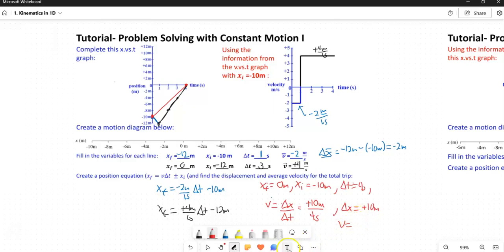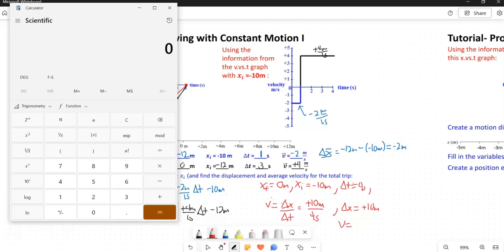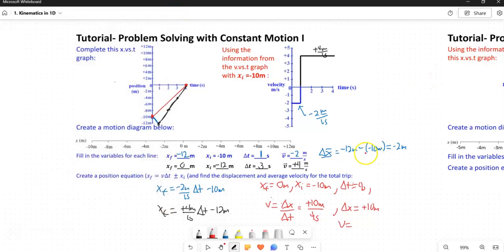I do think they want a numerical answer. 2.5. So this is going to be a positive 2.5 meters per second. Meters for every 1 second. So this is what they're looking for.